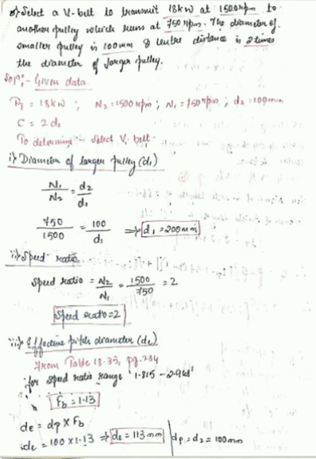Next, to find effective pitch diameter DE, referring table 18.35, page number 284. Our speed ratio is 2, so that 2 lies in the range 1.815 to 2.948. So correction factor FB is equal to 1.13. Now to find effective diameter DE, multiplying dP into FB, we got 113 mm.